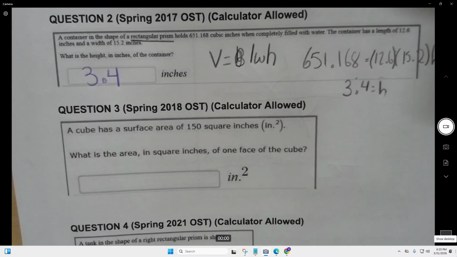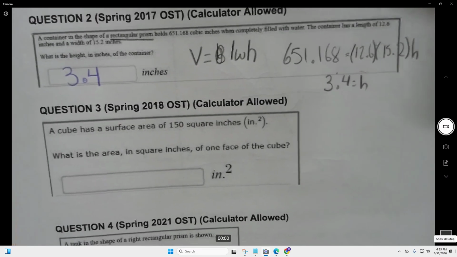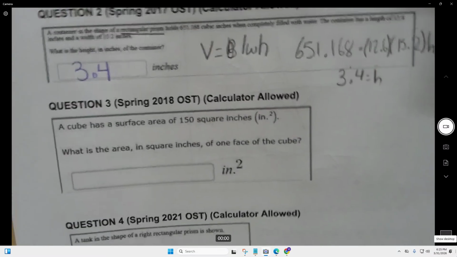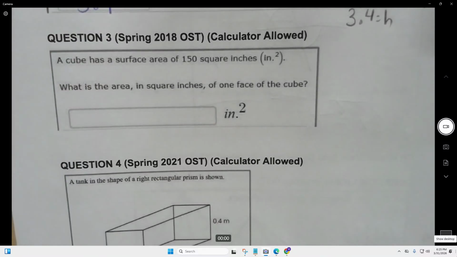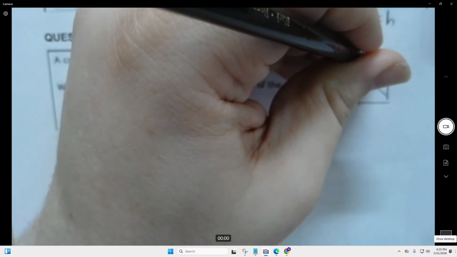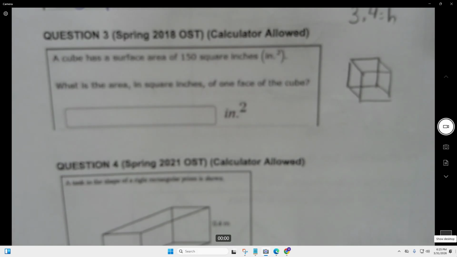All right, question 3. A cube has a surface area of 150 square inches. What is the area in square inches of one face of the cube? So let's talk about a cube. This is a cube.